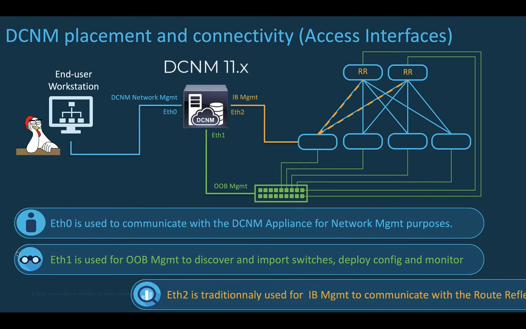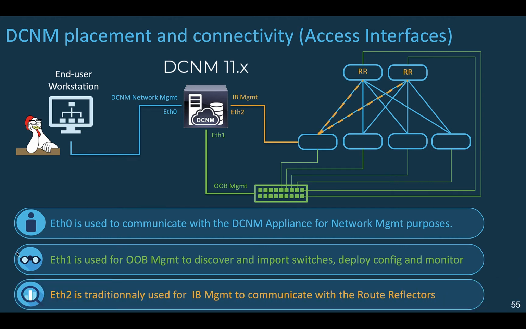Right, and finally we have the Ethernet 2, which is used for in-band management to communicate with the route reflectors, the spine nodes actually. This is mainly used for endpoint locators and telemetry purposes, but not only, and also to import and discover switches in the external and LAN classic fabrics in brownfield deployment.